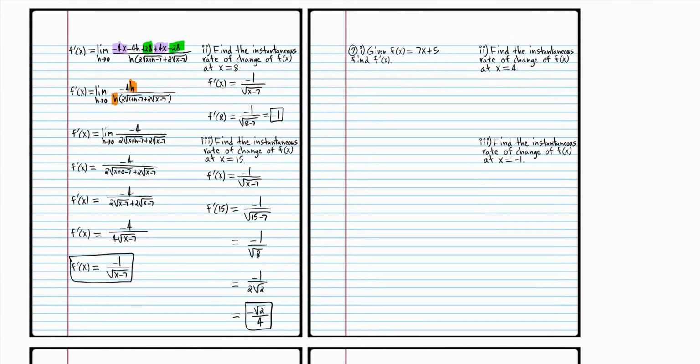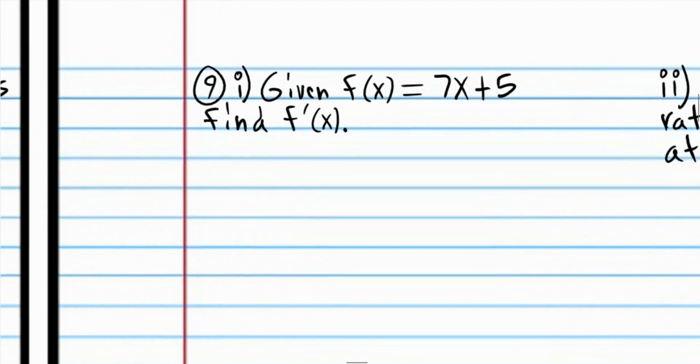Okay, try number 9. Number 9 is kind of a special problem because we have a linear function. So I want you to try part 1, but we'll do part 2 and part 3 together. So try part 1 of number 9. When you come back, we'll do it together. Okay, we're back.